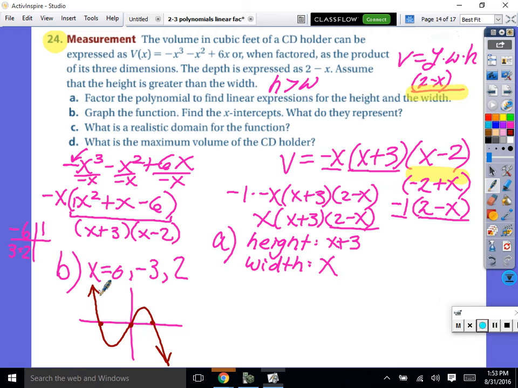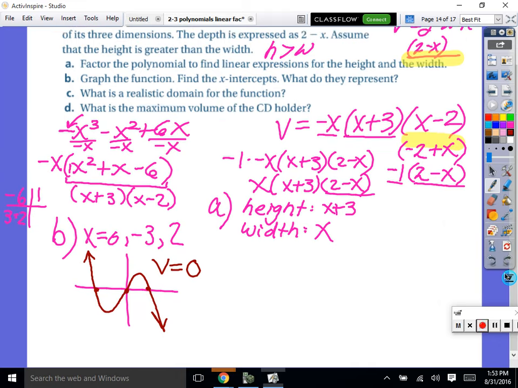Okay, we graphed it. It says, graph the function, find the x-intercepts, what do they represent? So I'm going to explain something, guys. This is the function that models volume, okay? So at this value, our volume's here. At this value, our volume's here. Does everybody understand that? So isn't this where it's crossing the x-axis, where our volume is equal to 0? Yeah, so those mean volume is equal to 0.